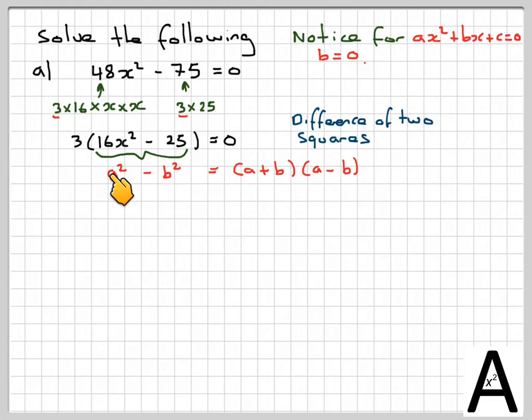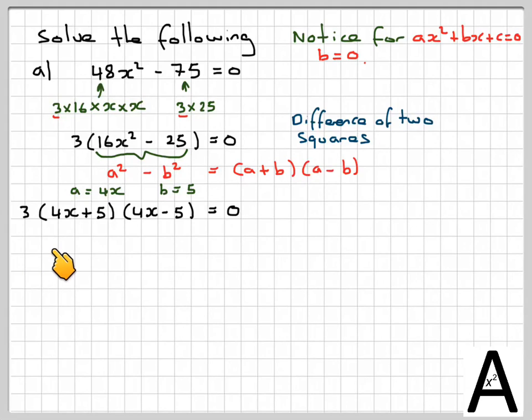So a will be the square root of 16x squared, which will be 4x, and b will be the square root of 25, which will be 5. So this fully factorised will be 3 times 4x plus 5, 4x minus 5, a plus b, a minus b.